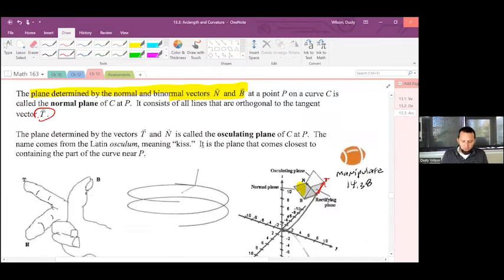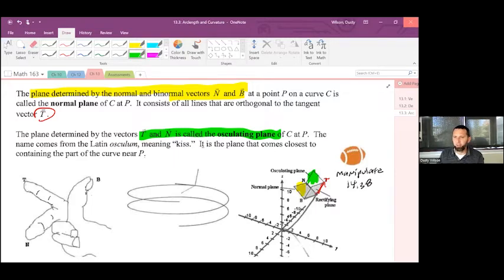The plane determined by the vectors T and N is called the osculating plane of C at P. The name comes from the Latin osculum, meaning kiss. It is the plane that comes closest to containing the part of the curve near P. And so this is containing T and N. That would be this plane there. And there's a third plane, the rectifying plane, formed by T and B.